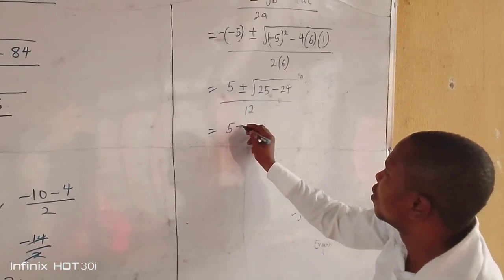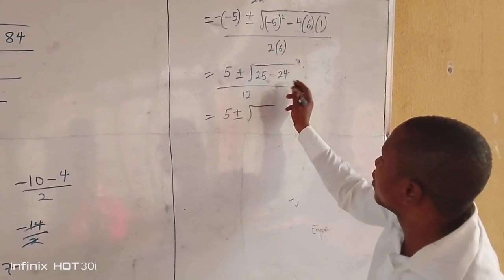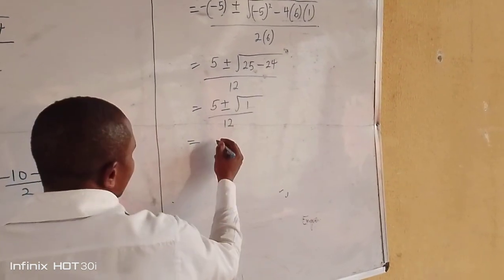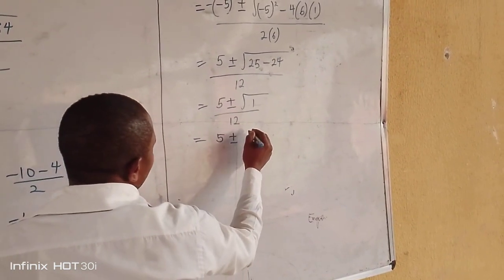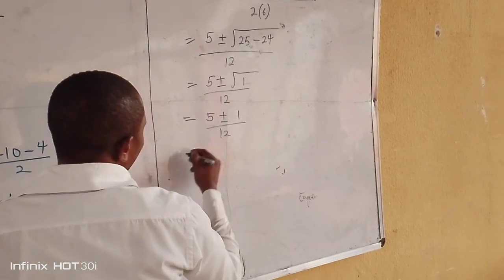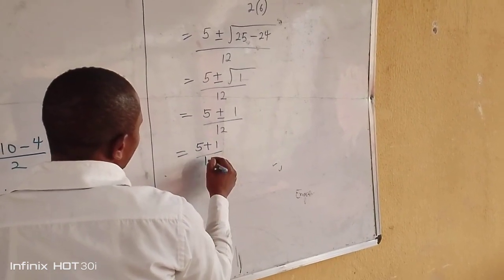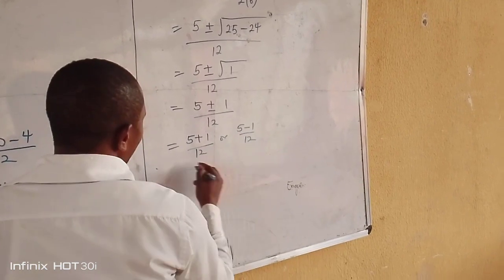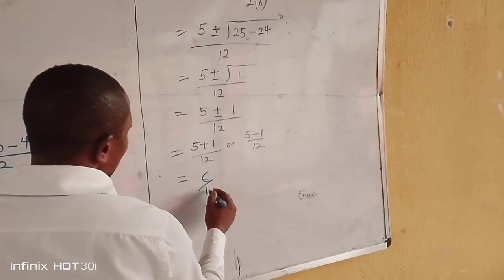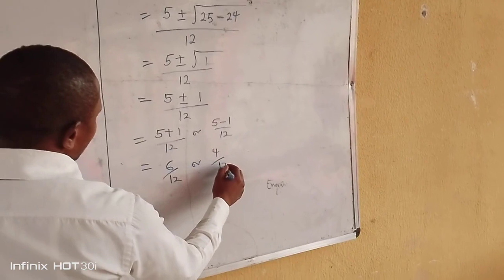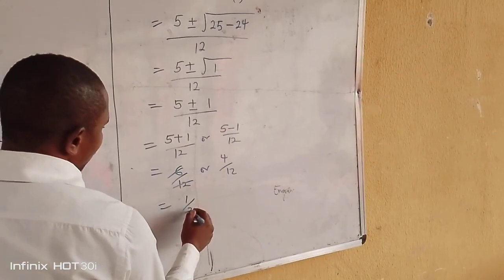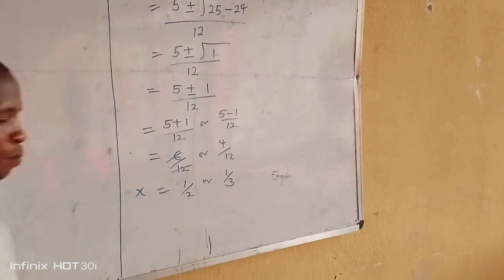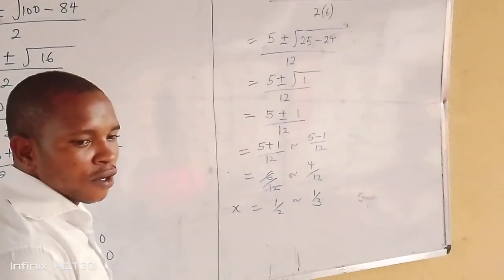So we have 5 plus or minus 25 minus 24 will give us 1 over 12. And we end up having 5 plus or minus 1 over 12. So we are going to have 5 plus 1 over 12 or 5 minus 1 over 12. So we end up having 6 over 12 or 4 over 12. And this will give us 1 over 2 or 1 over 3. These are the two possible values of s.